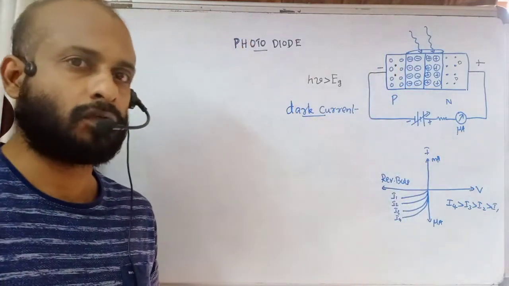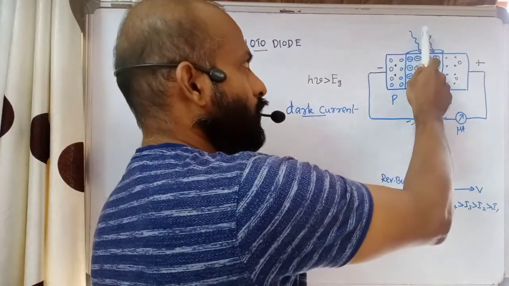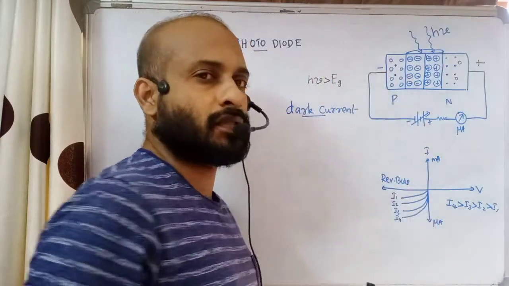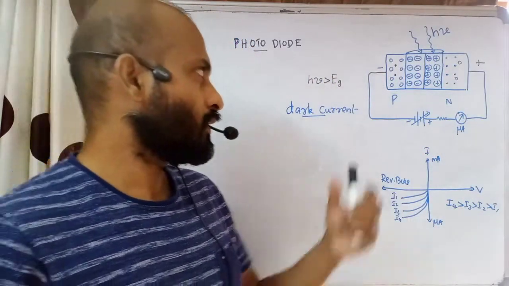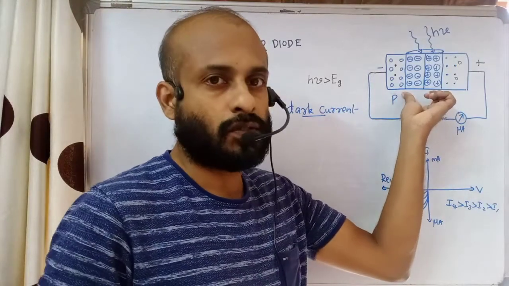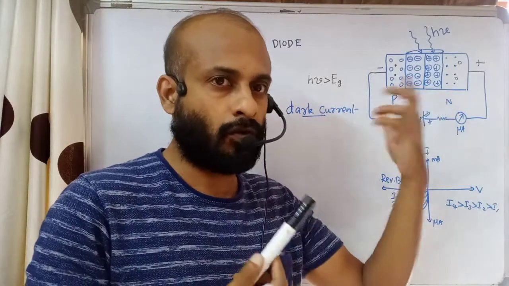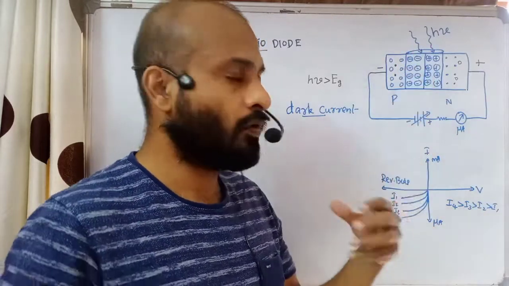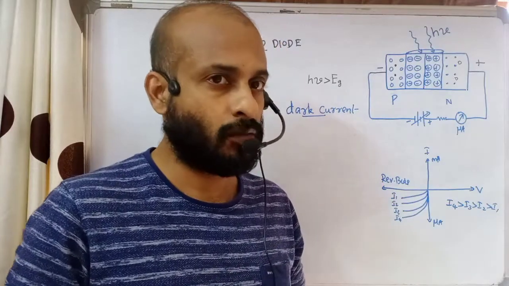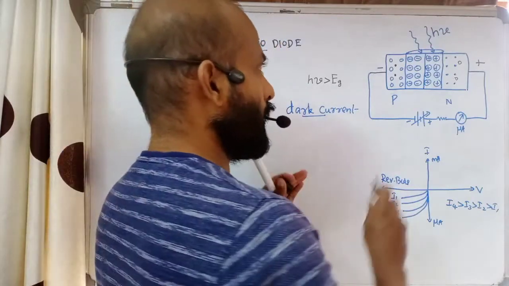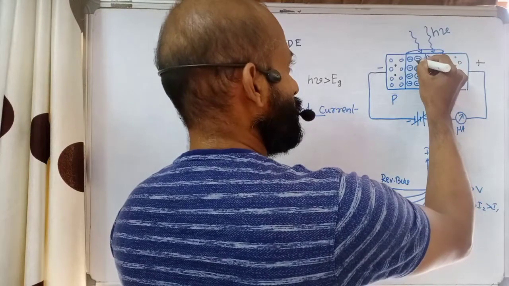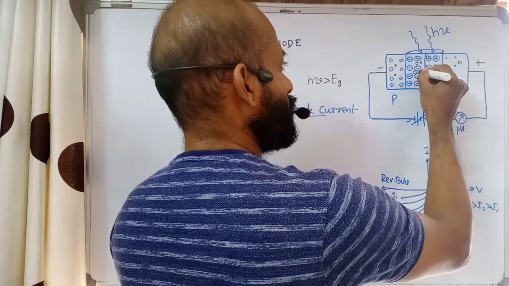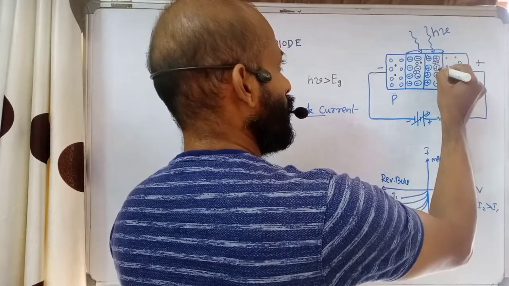Now what happens when it is reverse biased? If the energy of the light which is falling is h nu, and it is more than the band gap of the semiconductor, what happens is that in this region there are many covalent bonds of that semiconductor. The covalent bonds will be broken because of absorption of energy. So after absorbing the energy, covalent bonds will be broken and electron hole pairs will be created. Let us draw a few electron hole pairs here.